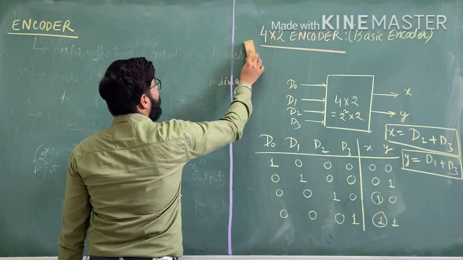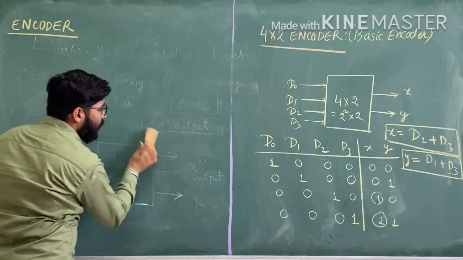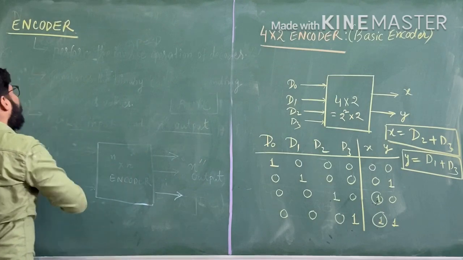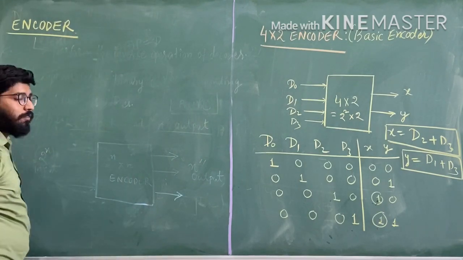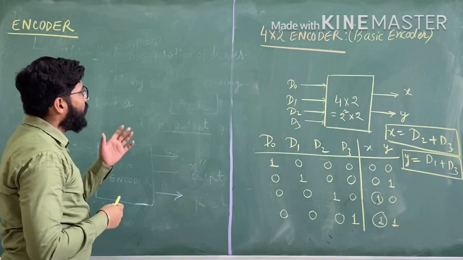This is a very easy topic in digital electronics. If we understand the concept of decoder, we will easily learn the concept of encoder also, because encoder is the reverse process of decoder.